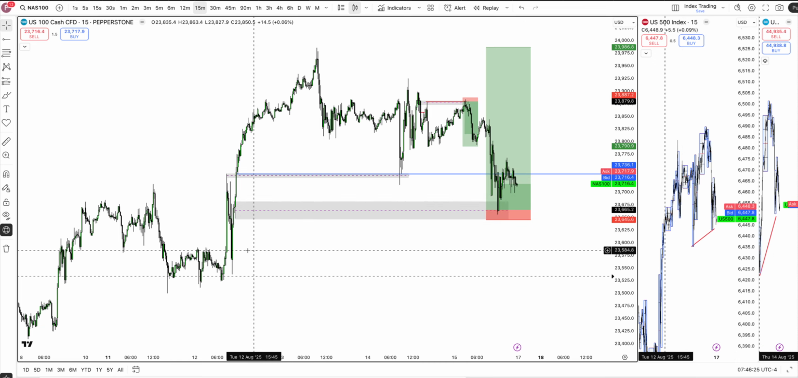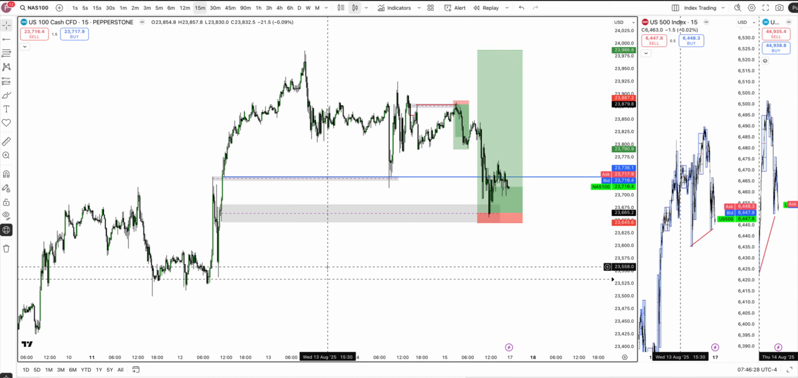Cool. So that is how you utilize liquidity.